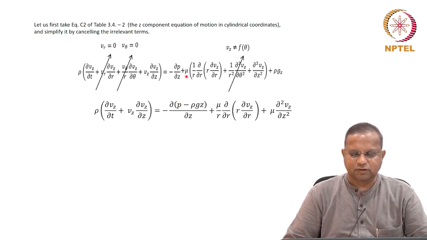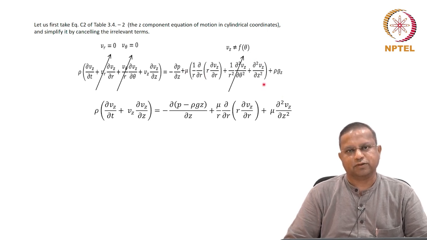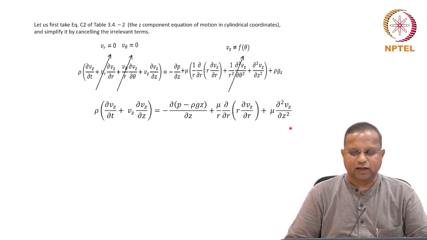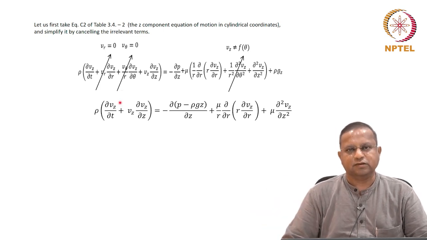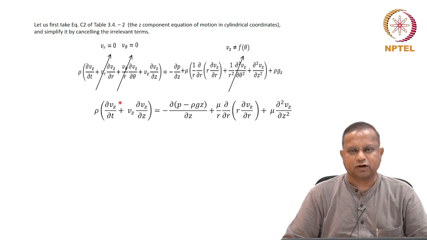The other terms remaining are plus mu by r dou r dou vz dou r, and of course this term is mu times dou squared vz dou z squared. So this is what we have as the governing equation for unsteady state flow when the fluid starts moving in a cylindrical pipe, a horizontal pipe.